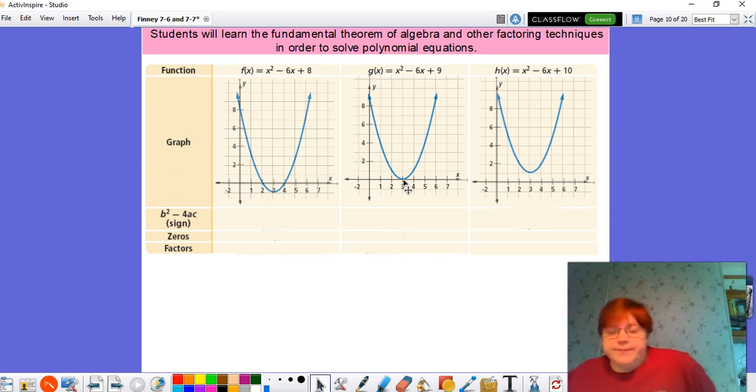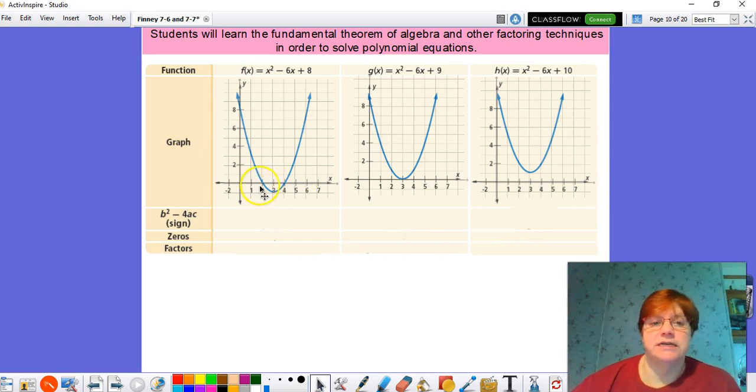And remember that our fundamental theorem says that everything has to have a complex solution. So over here, even though we see that the solutions are 2 and 4, we know they're really 2 plus 0i and 4 plus 0i. Here, this is probably going to be a double root at 3, because remember when we factored, x plus 3 and x plus 3, we had x squared plus 6x.